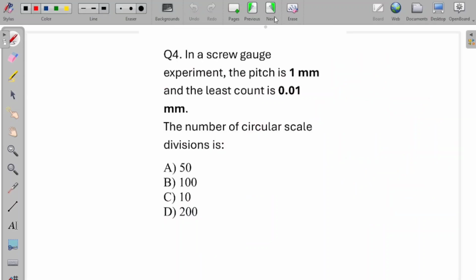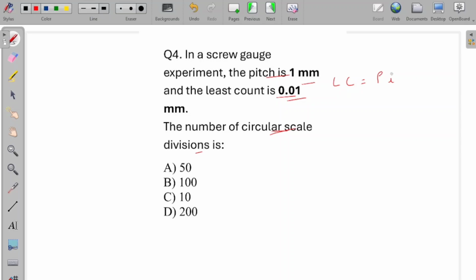Next one, question number 4. In a screw gauge experiment, the pitch is 1 millimeter and the least count is 0.01 millimeter. The number of circular scale divisions, very simple answer. Pitch is given, least count is given, CSD we have to find. So we know the formula of least count.